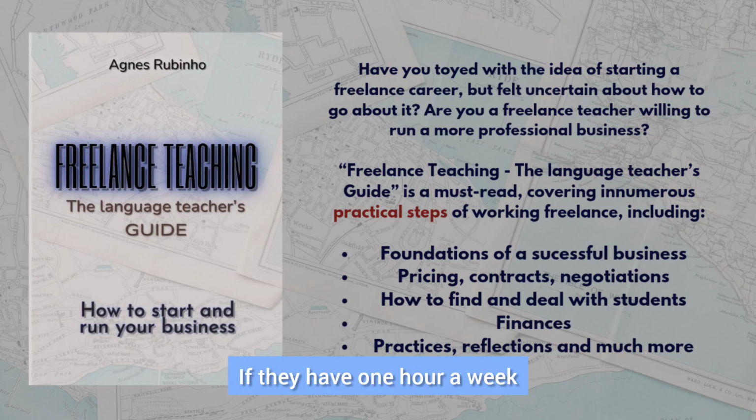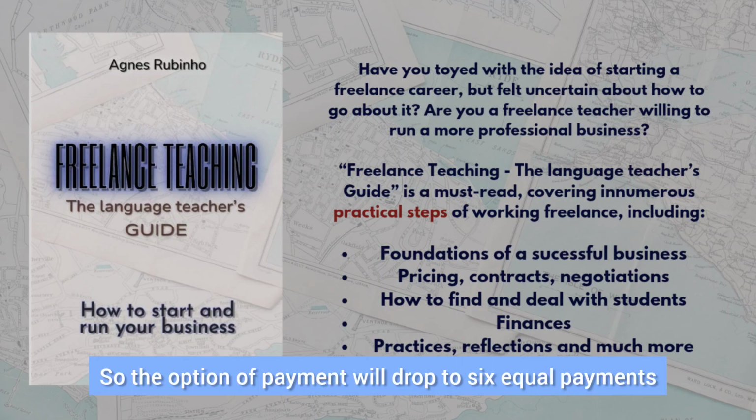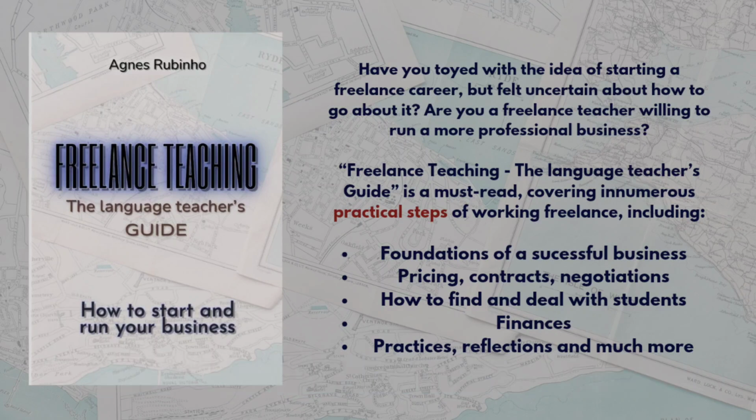If they have 1 hour a week, they will pay me 12 equal payments as their contract finishes in 12 months. If they have 2 hours a week, the contract will finish in half the time, which means 6 months. So the option of payment will drop to 6 equal payments.